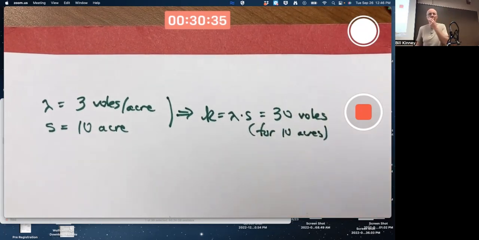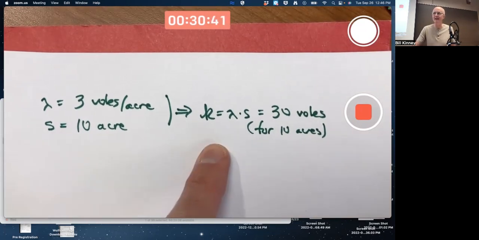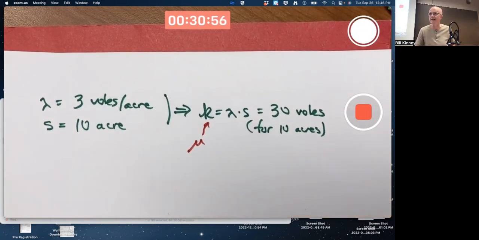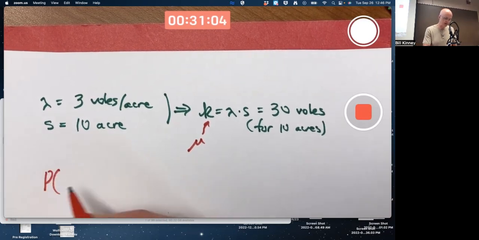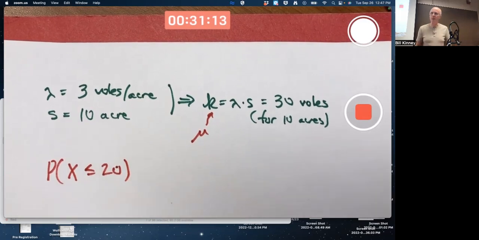This is actually kind of giving the game away ahead of time as far as the mean goes, right? The mean of a Poisson random variable is K, the parameter that our textbook calls K. And actually K is not the most commonly used parameter name for a Poisson random variable. People often just jump to the chase and call it mu right away for a mean. You're wondering, if X is counting the number of voles in 10 acres, what's the probability that X is less than or equal to 20? So you would have a 10-acre plot with fewer than the expected number of voles.